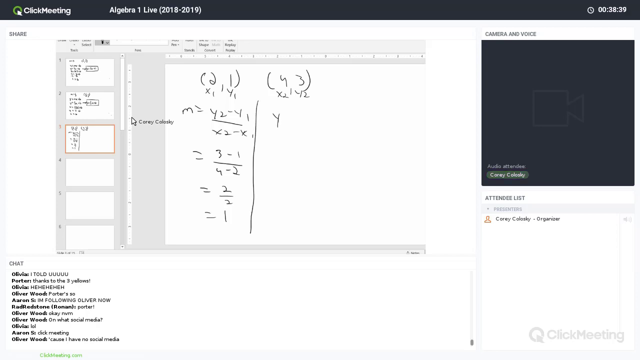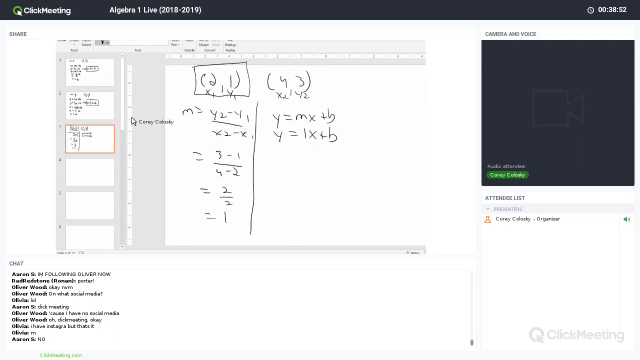Okay, so we're partway done. So we'll have y equals mx plus b. M is 1, so we have 1x plus b. And to find b, we can use either of these points and plug in for x and y. I'm going to choose this first one here because they're smaller numbers. That's the only reason I'm choosing that one.